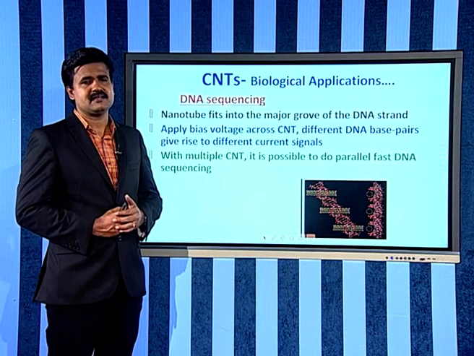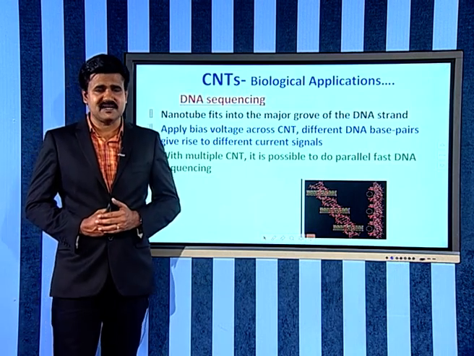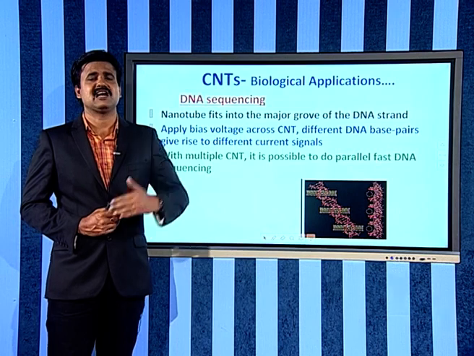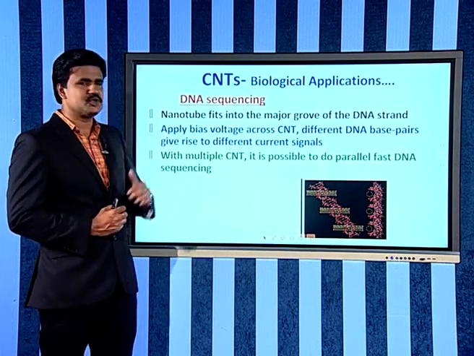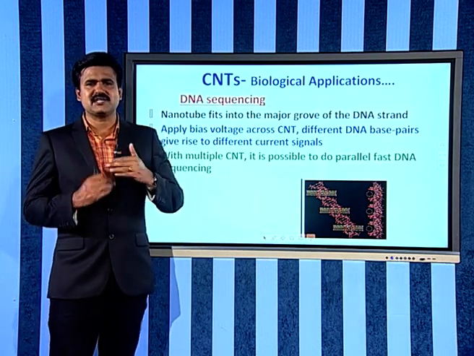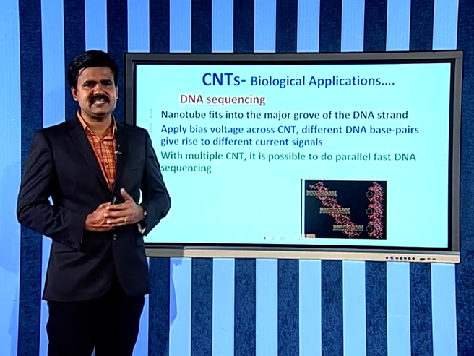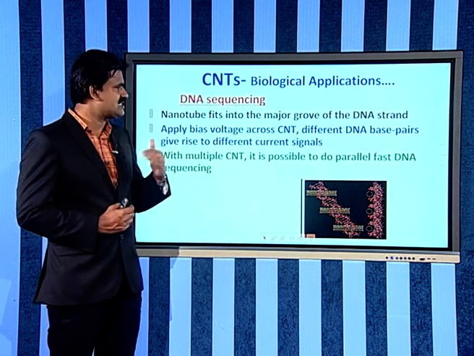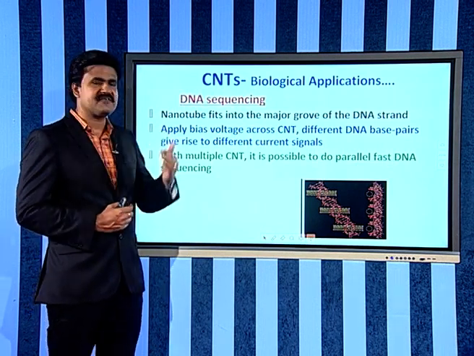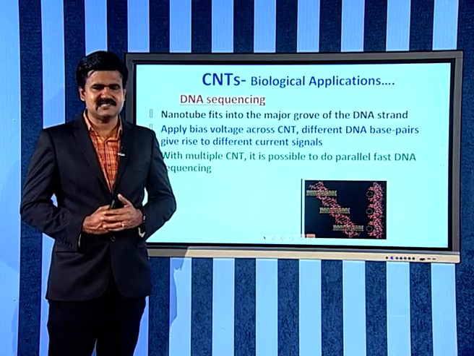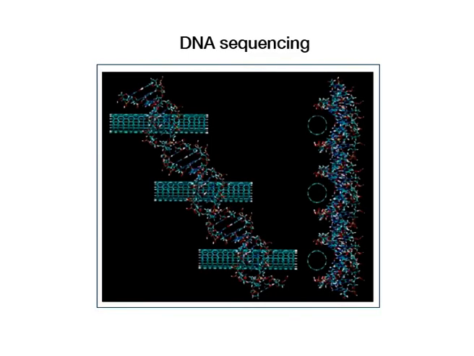DNA sequencing is another important biological application where we utilize carbon nanotubes. Nanotubes fit into the major groove of the DNA strand. Applying bias voltage across the CNT, different DNA base pairs give different electric signals. Hence, DNA sequencing is made possible. With multiple carbon nanotubes, it is possible to do parallel, fast DNA sequencing.